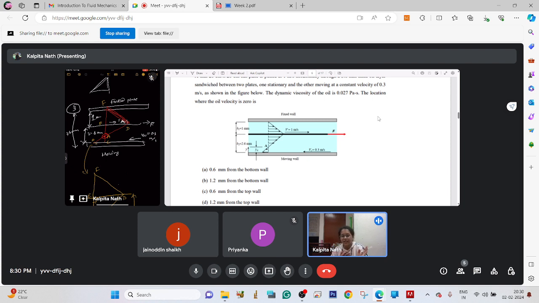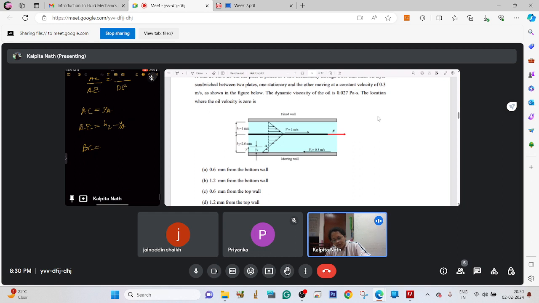So we are taking per second value only. BC we can write as 0.3, because of the no slip condition, and DE also in a similar fashion we can write as 1. So YA upon H2 minus YA is equal to 0.3 upon 1. So YA is equal to 2.6 minus YA into 0.3. So YA will be written as 0.78 upon 1.3, that means 0.6 mm. So the location where the velocity is 0 is 0.6 mm from the bottom wall. So this is option A.